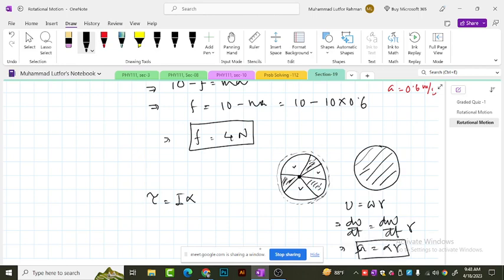This is the relation between the angular acceleration and the linear acceleration. I know a, and I also know r, the radius of this wheel. Then I will be able to find alpha. If I know alpha, and if I also know the torque, then I will be able to find this moment of inertia. That's the second question they are asking us to find.